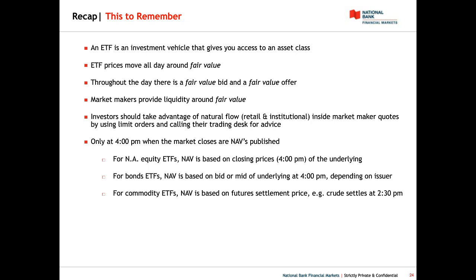The last point is just explaining how net asset value is calculated. For North American equity ETFs, net asset value is based on the closing price, so 4 p.m. on the TSX. For bond ETFs, net asset value is based on the bid or the mid of the underlying bonds at 4 p.m., depending on the issuer. And for commodity ETFs, the NAV is based on the futures settlement price. So, for example, crude oil that settles at 2:30, that will dictate the NAV for ETFs that follow that asset class.